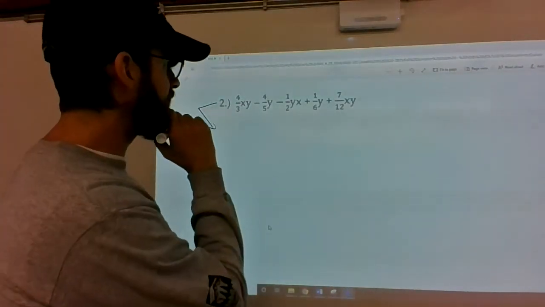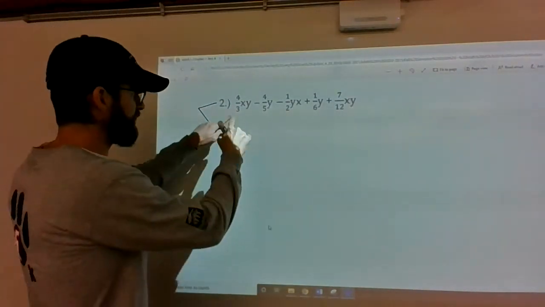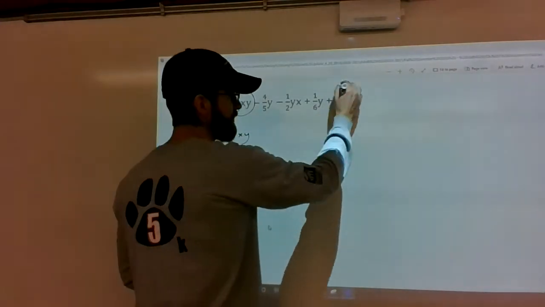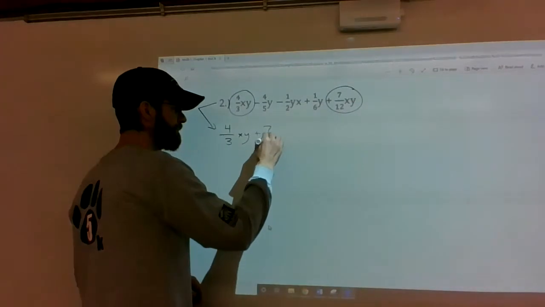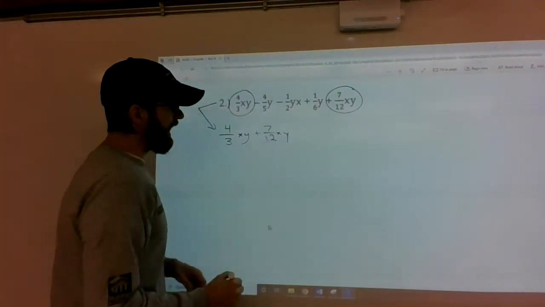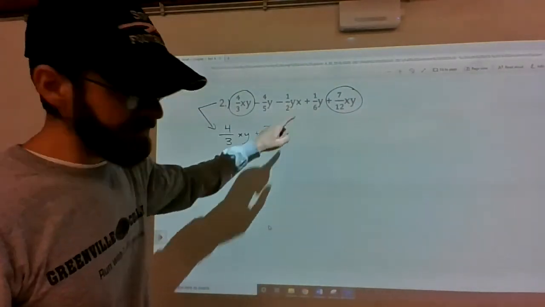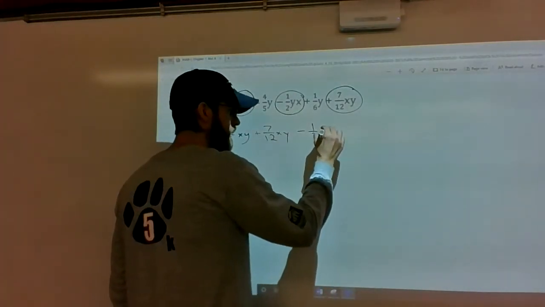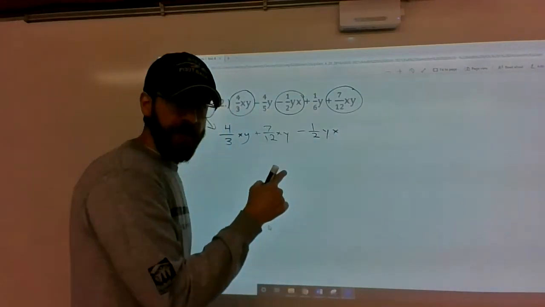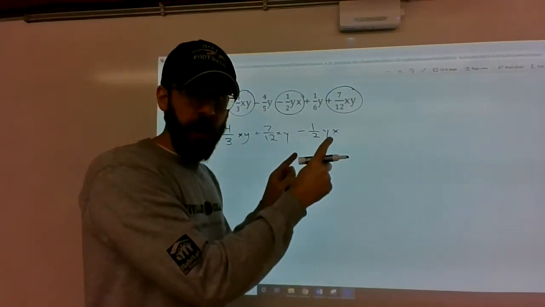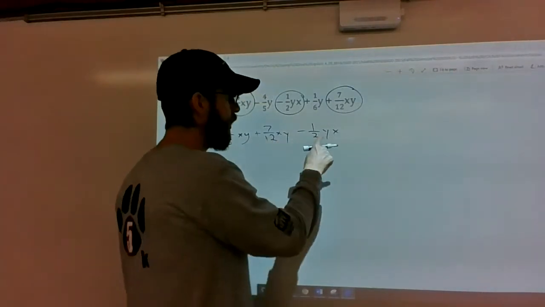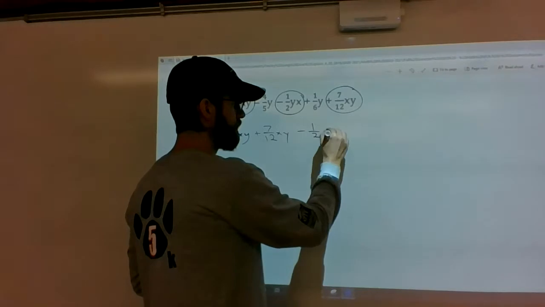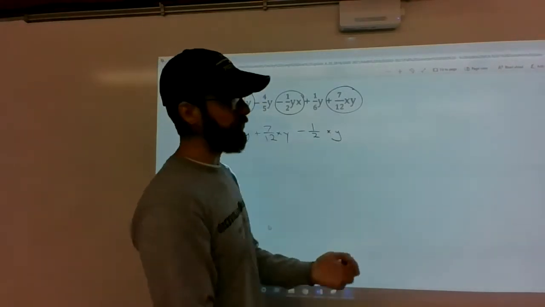So let's think. We want to get like terms side by side. So I see a 4xy, and I see a 7/12 xy. I also see a 1/2 yx, and it's minus. And instead of keeping it as yx, I'm going to use the commutative property of multiplication to say that y times x is the same as x times y.